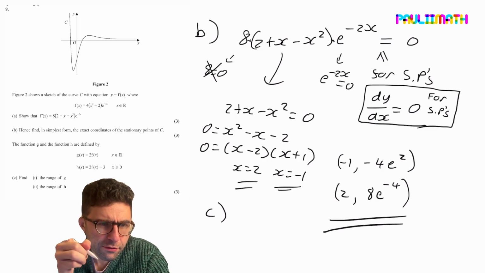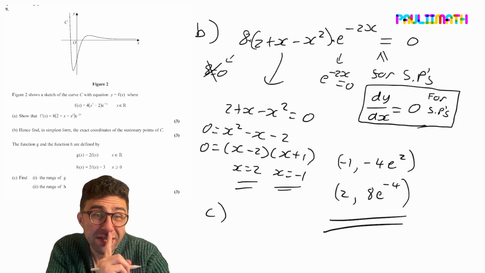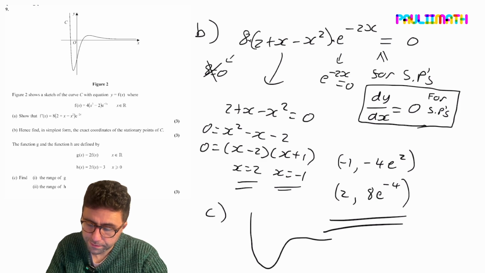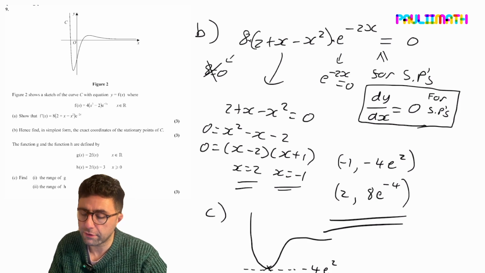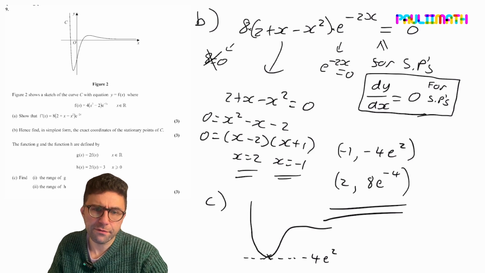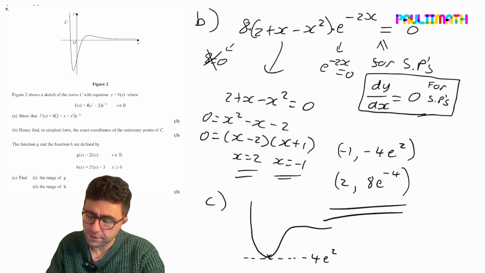Part C, find the range of g and find the range of h. Well, let's get the range of the original one first. If you look at the picture, I'll re-sketch it down here. This low point is, y coordinate wise, minus 4e squared. Remember, y coordinates are all that matters for the range. So for that, the range is anything above minus 4e squared. So f of x is bigger than or equal to minus 4e squared.